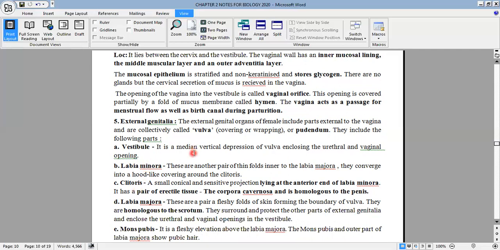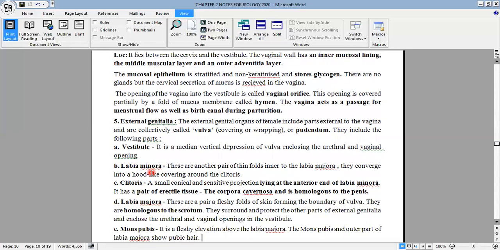Vestibule. It is a middle vertical depression of the vulva enclosing the urethral and vaginal openings. In simple words, it is the middle depression which shows the opening for urine and the opening for the menstrual flow, so called the urethral opening and the vaginal opening.